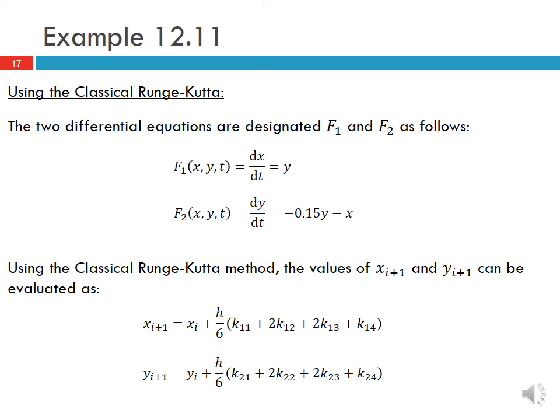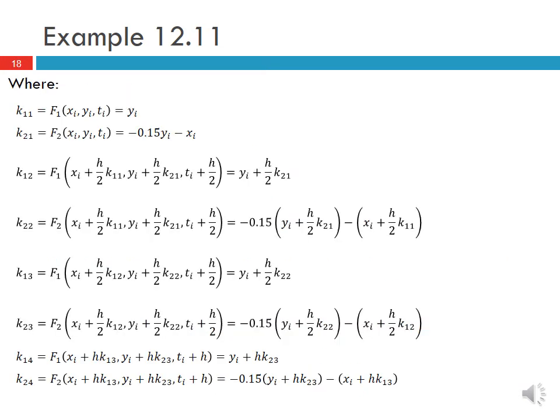So using the classical Runge-Kutta method, the values of x_i+1 and y_i+1 are evaluated as linear combinations of our k values as shown here. The ones for the first function, f1, are denoted k11, k12, k13, and k14. For our f2 function, they're denoted k21, k22, k23, and k24, where these k's are defined here.